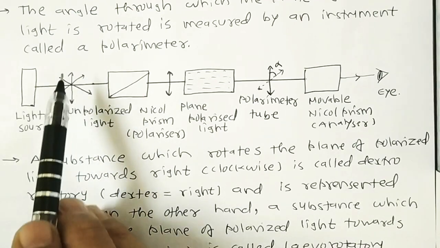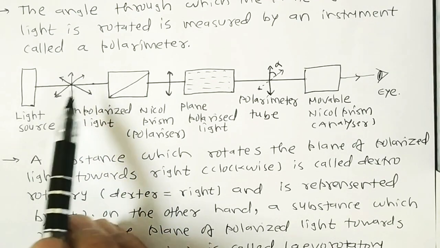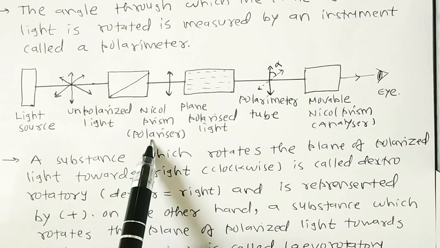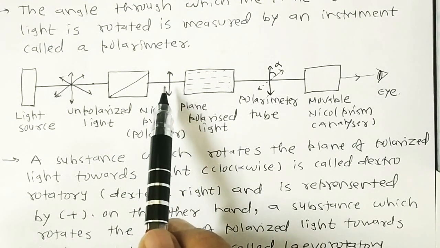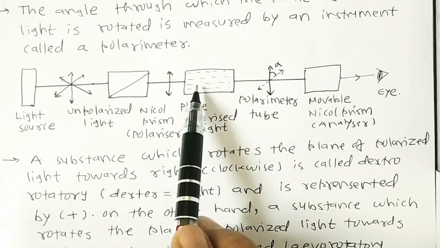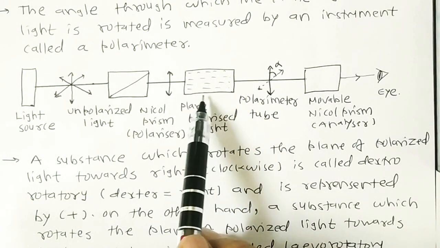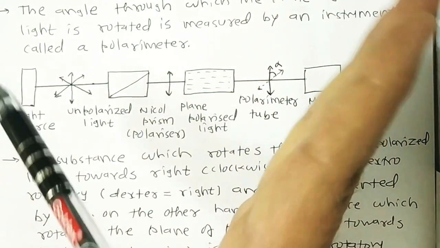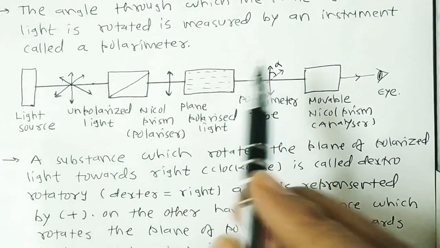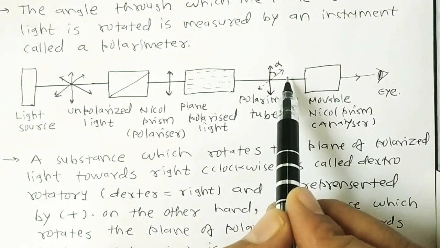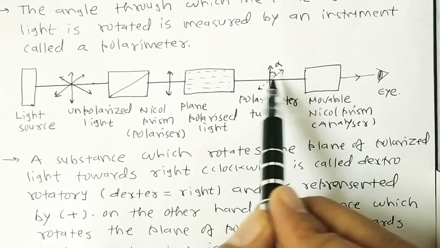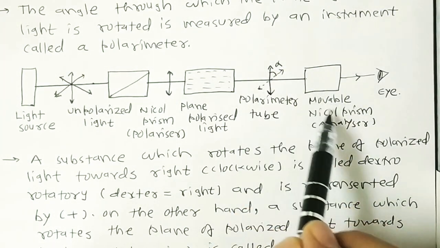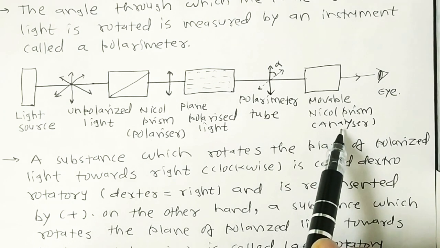But this monochromatic light can vibrate in different planes, so we pass it through the Nicol prism, and this Nicol prism is sometimes called a polarizer. Now we get plane polarized light, and this plane polarized light is passed through the compound in a polarimeter tube, right? The light can rotate either clockwise or anti-clockwise by an angle alpha, to the right hand side or left hand side, and this rotation can be measured with a movable Nicol prism, sometimes called an analyzer.